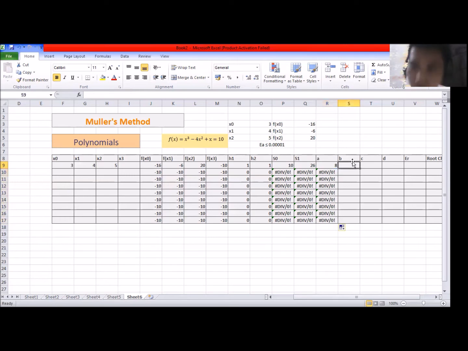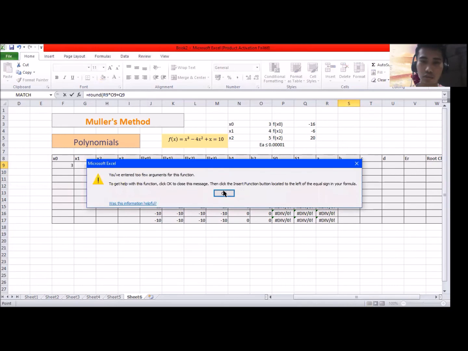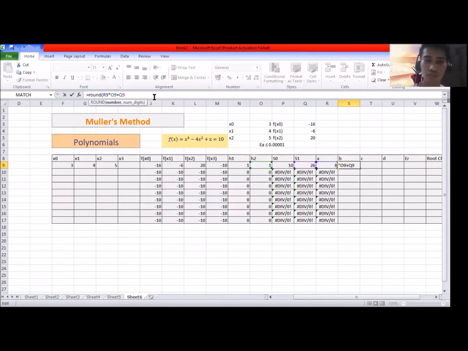Next is b. Another formula: b is equal to a multiplied by h2, plus S of 1. Then we have the value of b.